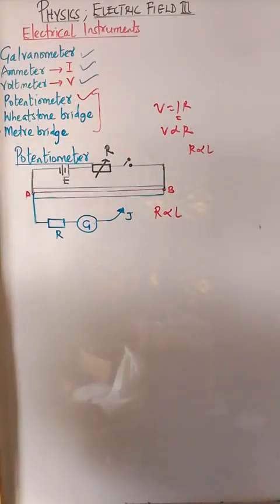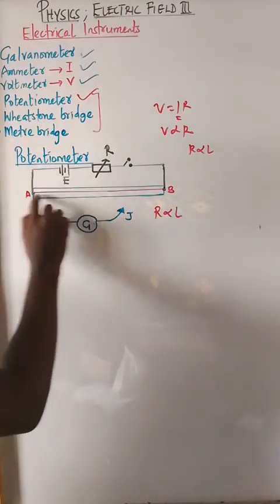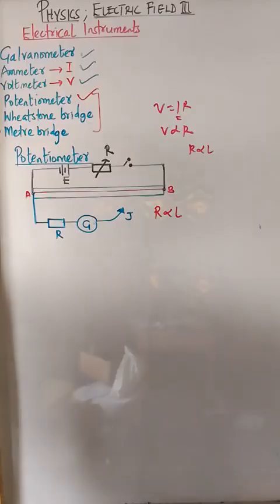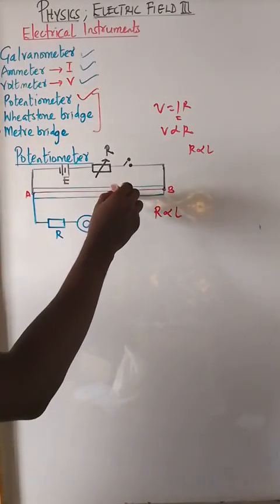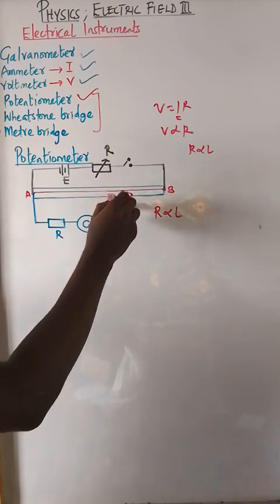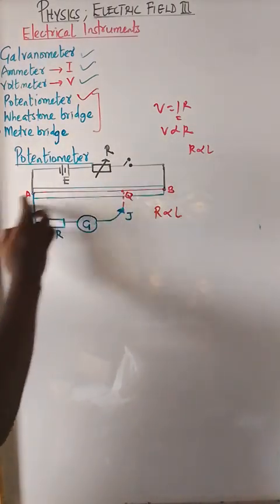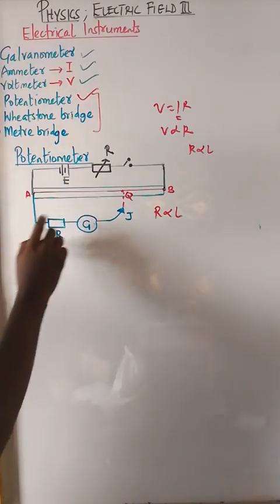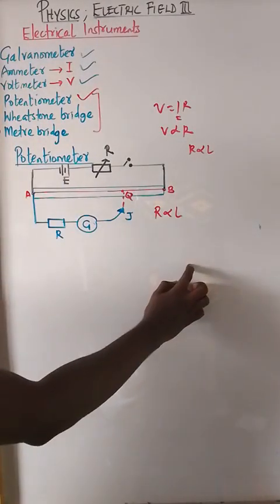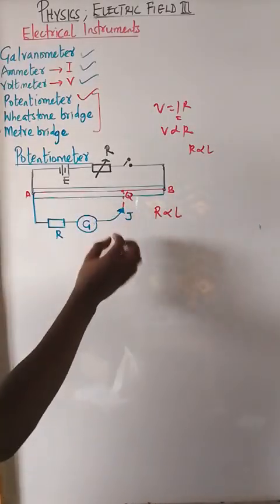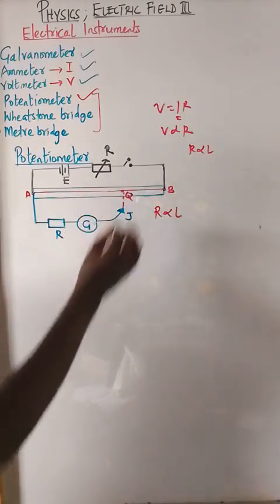To the maximum value. So this jockey can be placed at any point between A and B. If it's placed at, let's say, a point Q, for example, or point P, anyhow, it means the voltage between A and Q will be increasing with the length. The longer the length, the more the voltage between A and Q. So if this jockey is here, AQ is small, and AQ is getting bigger, bigger, bigger.